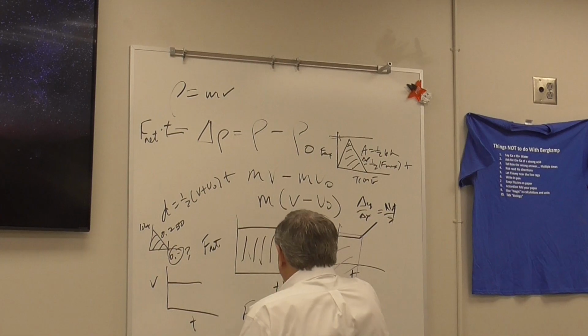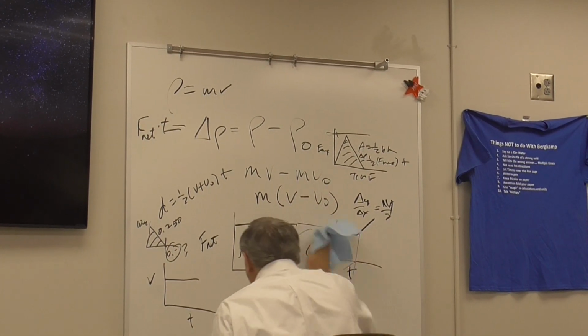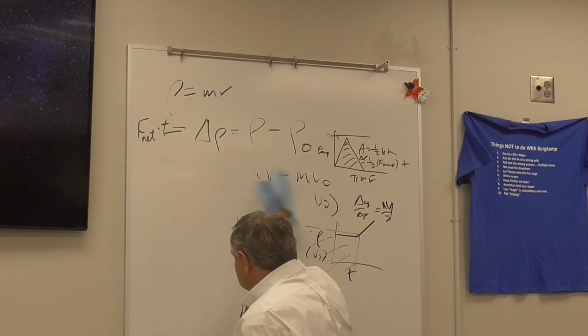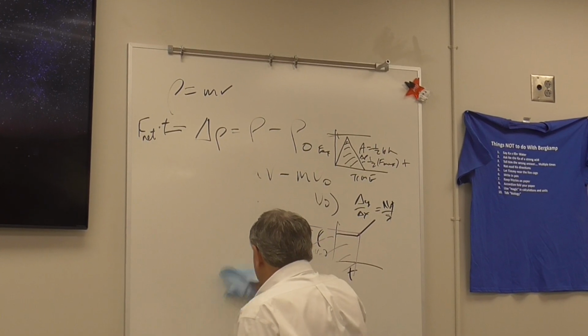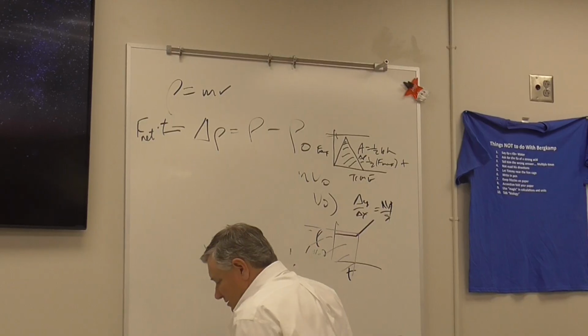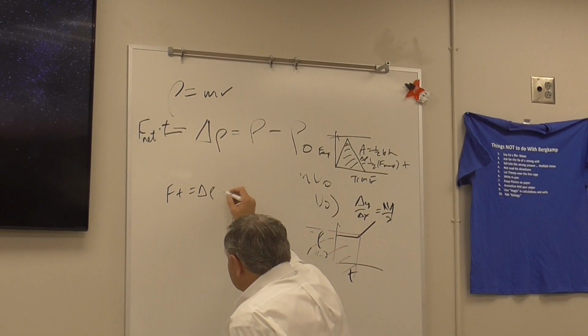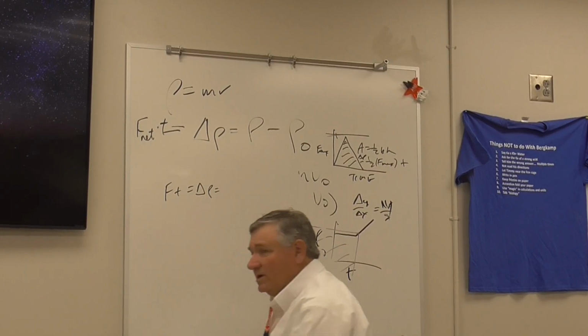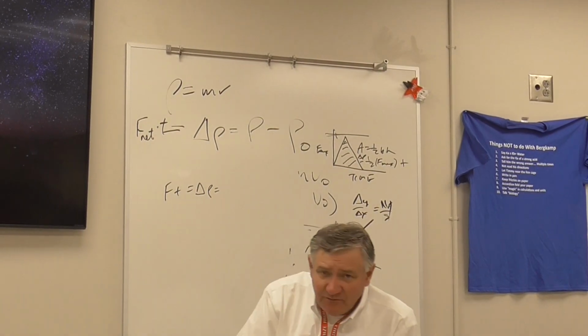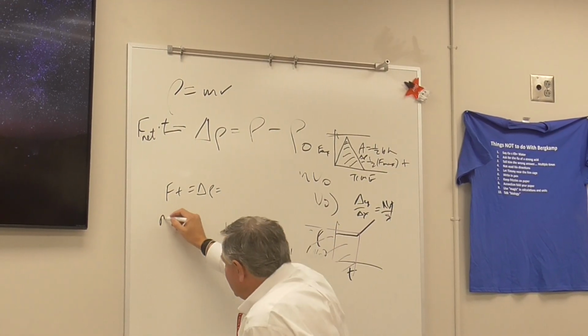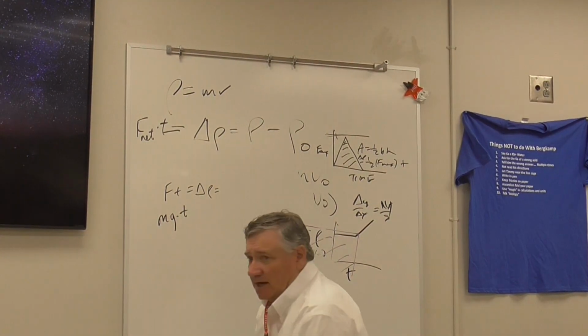When something is falling, is the momentum changing? Yes, because the velocity is changing, right? So you can go, force times time equals change in momentum. Now, when it's falling, what's the force causing it to accelerate? Gravity. So that would be mg times time.